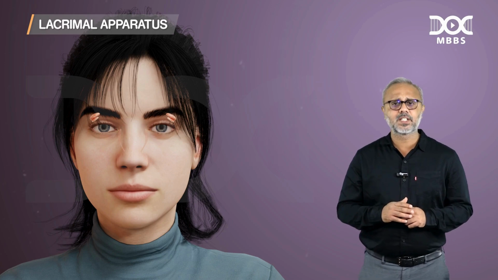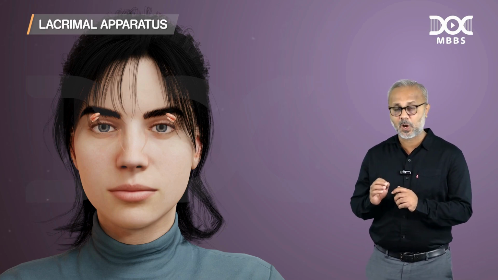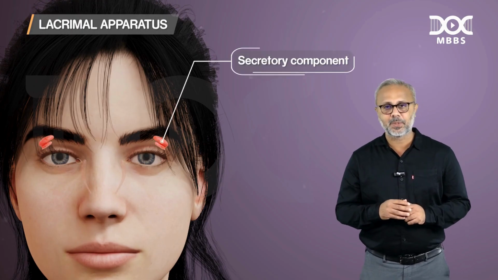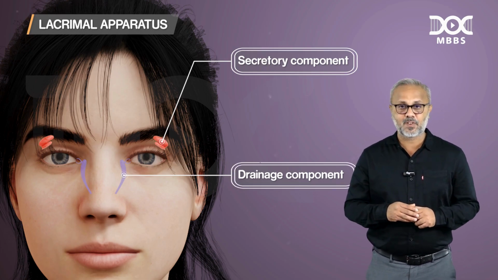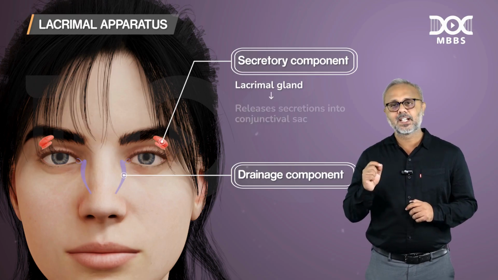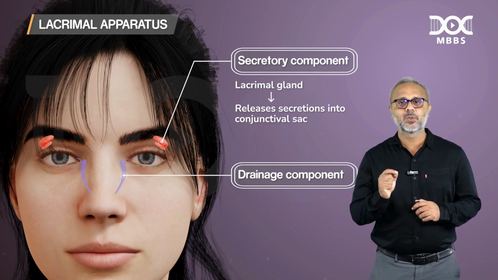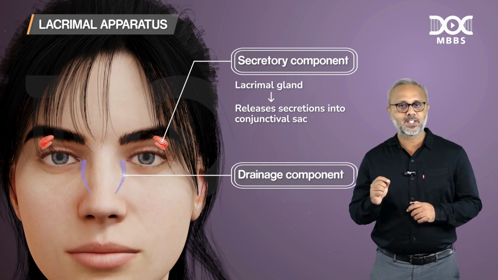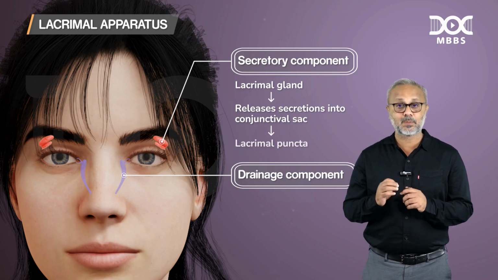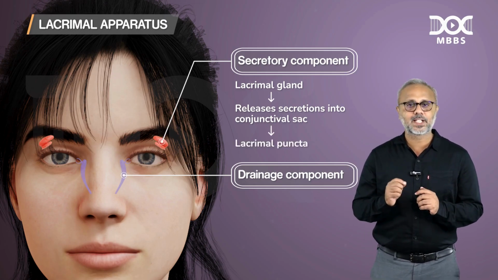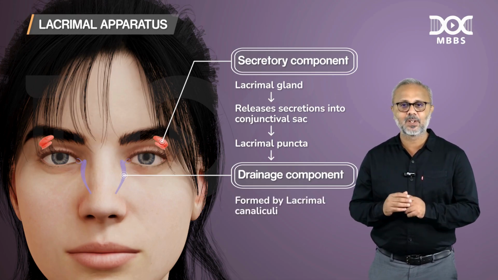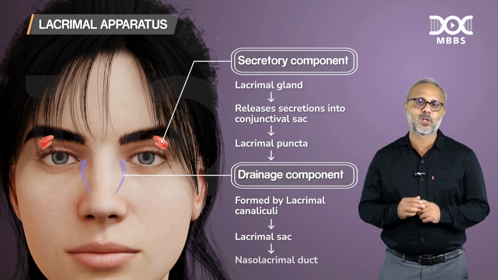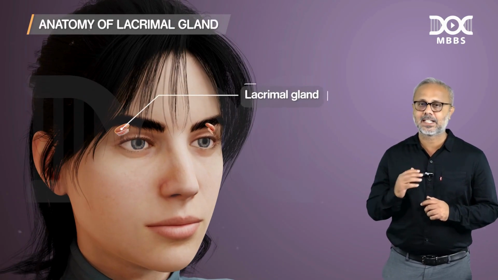The lacrimal apparatus includes two distinct components. One is the secretory component and the other one is the drainage component. The secretory component is mainly formed by the lacrimal gland, which releases its secretions into the conjunctival sac. From the conjunctival sac, it is carried into the lacrimal puncta. The lacrimal puncta lead into the drainage pathway formed by the lacrimal canaliculi, the lacrimal sac and the nasolacrimal duct.